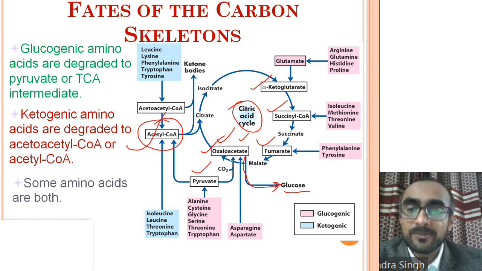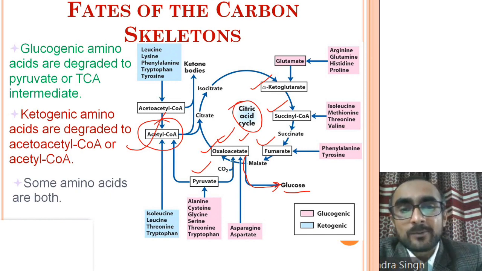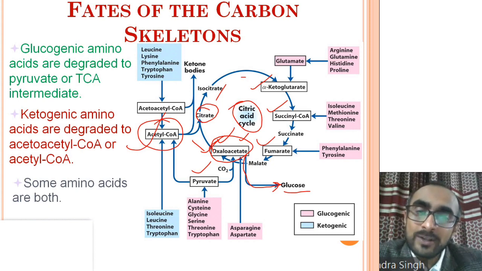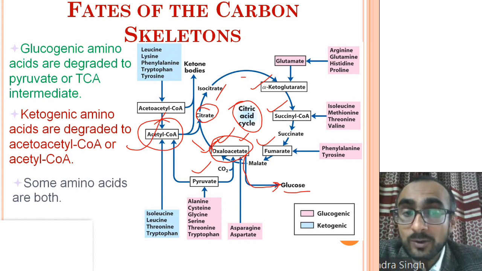The major difference between being ketogenic and glucogenic is that when acetyl coenzyme A enters the TCA cycle, it reacts with one molecule of oxaloacetate and produces one citrate. After the completion of the cycle, this one citrate gives rise to one molecule of oxaloacetate. So in that case, there is no net gain in the concentration of oxaloacetate if acetyl coenzyme A is entering the TCA cycle. That's why these amino acids are ketogenic. They only give rise to ketone body synthesis.